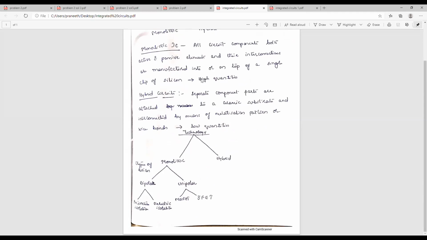So we have so far seen the classification of IC based on the applications, and we have seen the classification of IC based upon technology. And of course, there are also some more topics regarding ICs. That we'll see in the next class. So I hope this is clear for you.